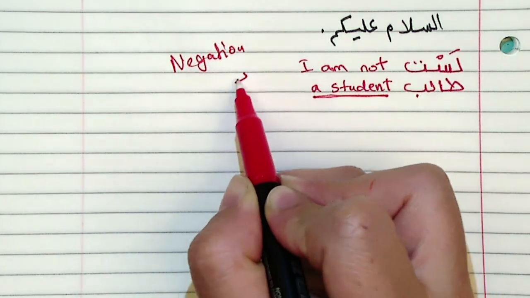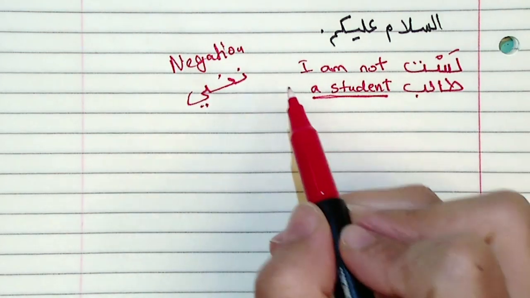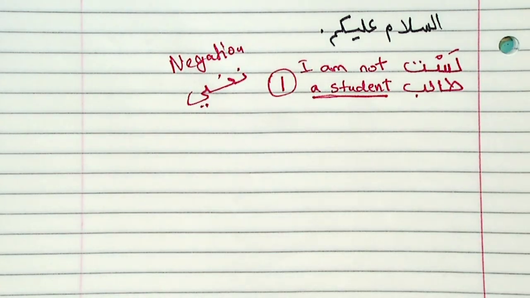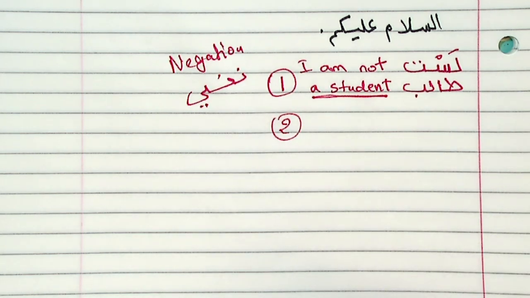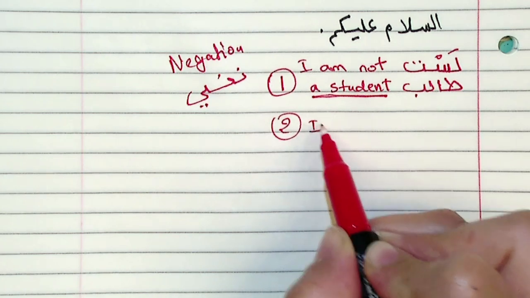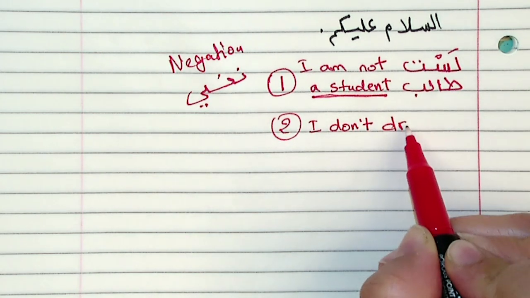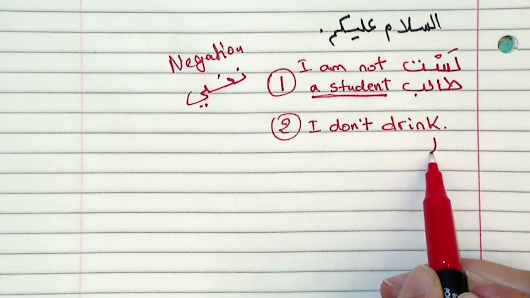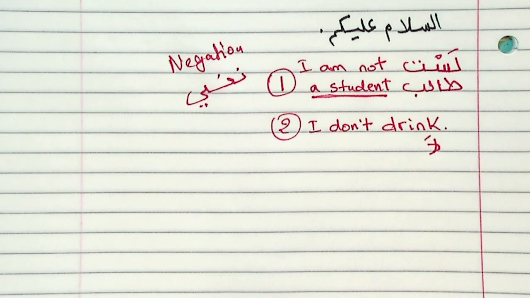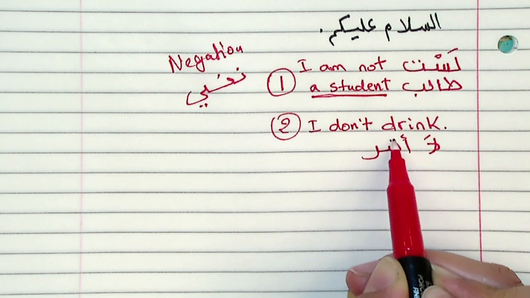So this one is negation. We call it nafi. And nafi takes two forms. We have nafi with nouns, and we also have nafi with verbs, when we say I don't. And we practiced the word drink. I don't drink. I don't would be only la, and la does not take any conjugation. La ashrab.